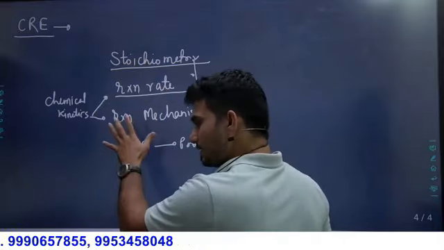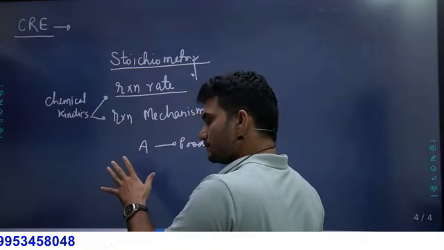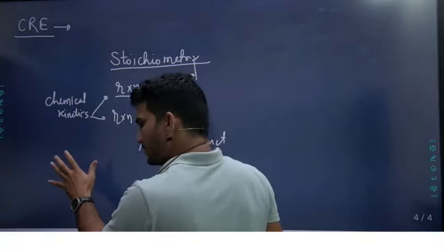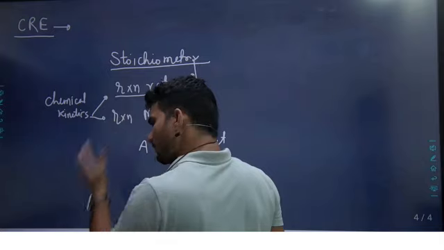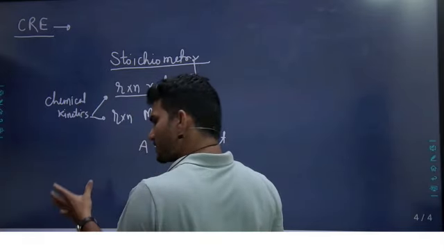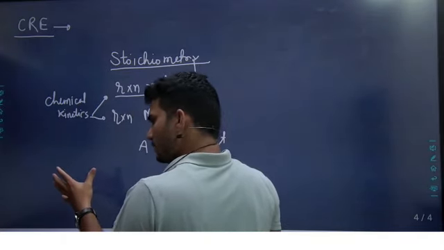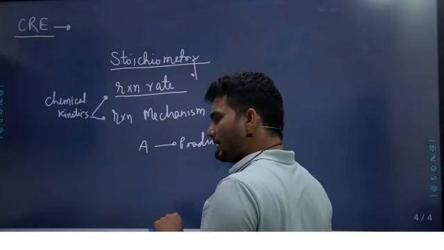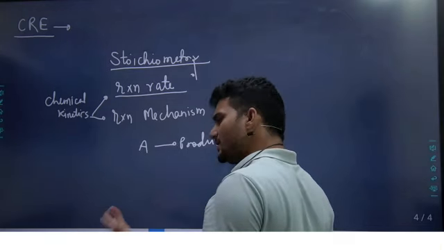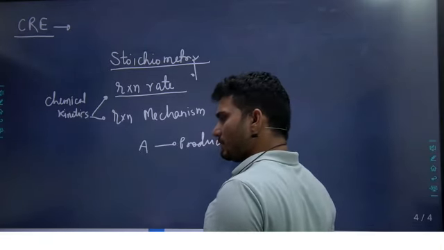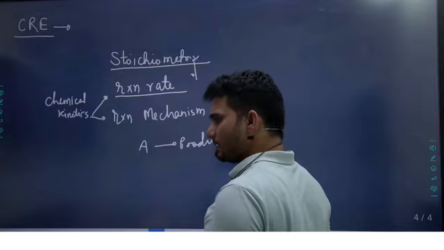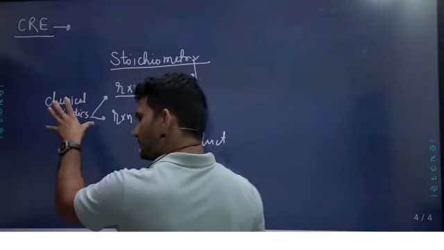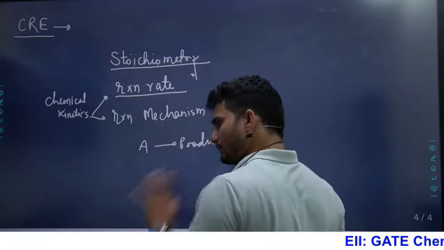So in CRE we will discuss all these points: all about chemical kinetics, and all about the design of reactors for chemical reactions. Once we know the speed, the rate of any reaction, after that we can easily design. So first of all we will discuss chemical kinetics, then we will design the reactors. Are you getting this point?